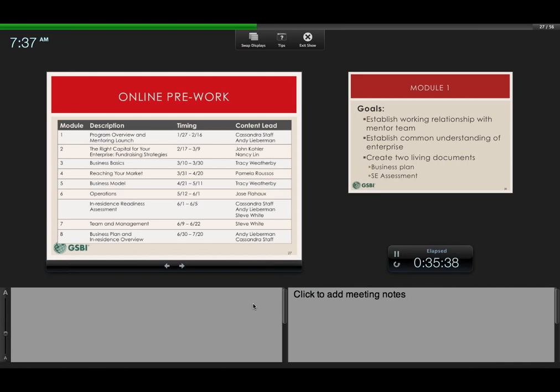So all of these modules should be useful to your business, and it should all build on documents and work that you already have. If at any point during the pre-work you feel like it's busy work or not something that's useful for your business, just stop, step back, talk to your mentors about it, or talk to Cassandra Reier about it, and let's figure out what we can do to make it relevant and useful.